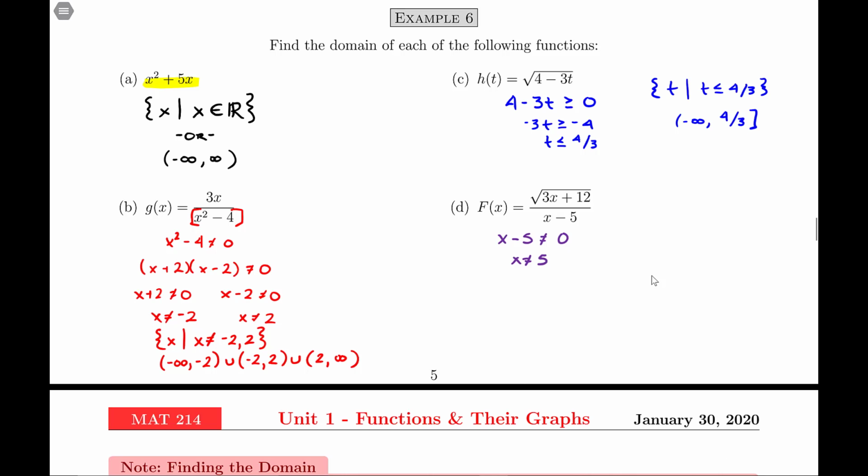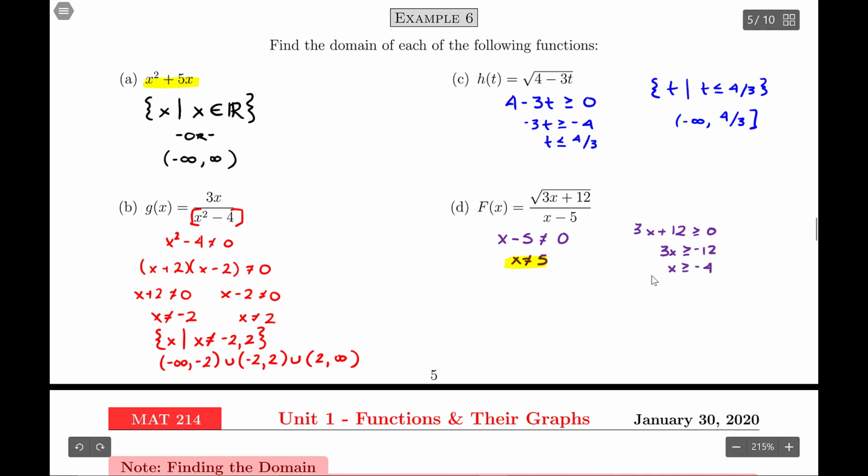But now we also have to take a look at the numerator, because in this numerator, we can't have a negative value as the radicand. So we take the radicand and we set it greater than or equal to 0 and solve for x. So we subtract 12. And then we would divide by 3. And we get x is greater than or equal to negative 4.